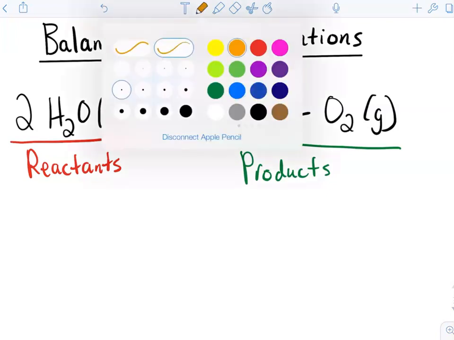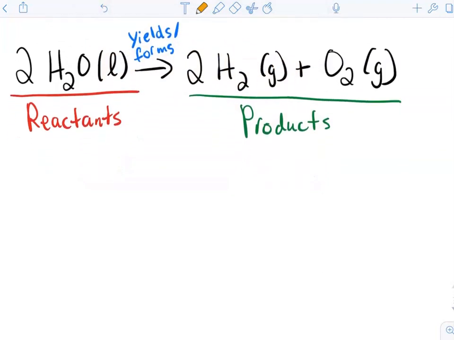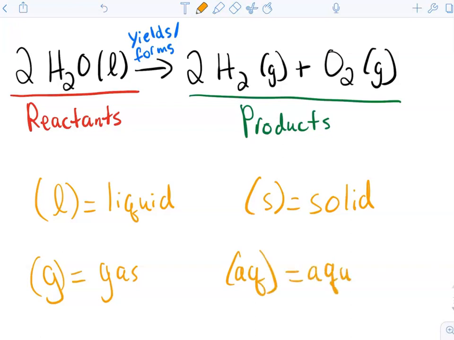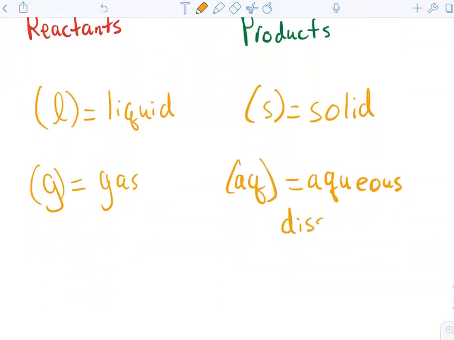And then something that we also need to talk about is what the G and the L in parentheses stand for. That just tells you the state of whatever your element or your compound is. So for example, L means that it is a liquid. S means that it is a solid. G means that it is a gas. And then AQ is aqueous, and aqueous just means that it is dissolved in water.